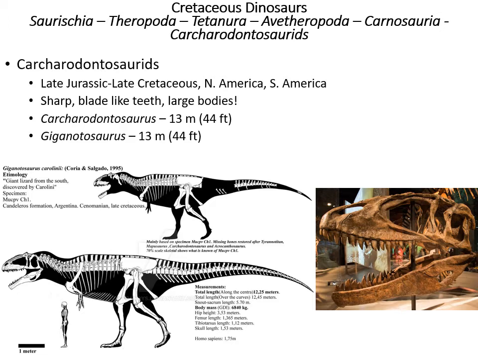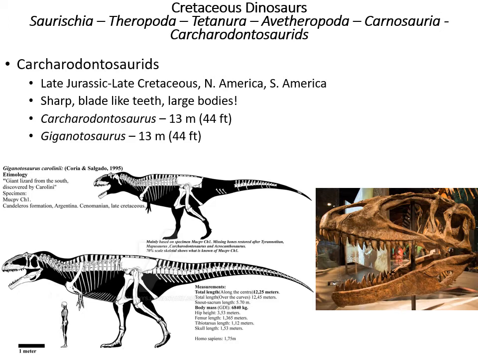However, these things got pretty big too. In fact, some of them got longer than T-Rex, but maybe not as massive. Carcharodontosaurus and Giganotosaurus, respectively, both about 44 feet long. Their teeth are very thin and blade-like, which is where they get the name Carcharodontosaurids, which literally means shark-toothed lizards. And again, very, very big skulls, but lightly built.